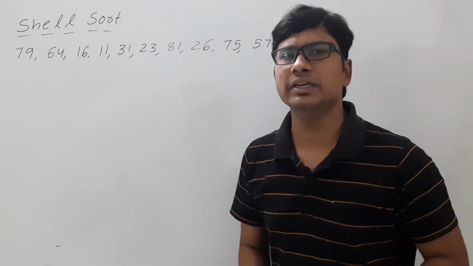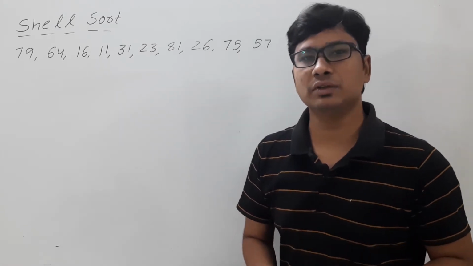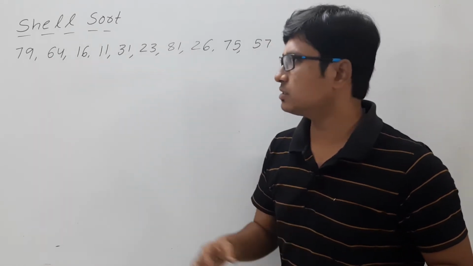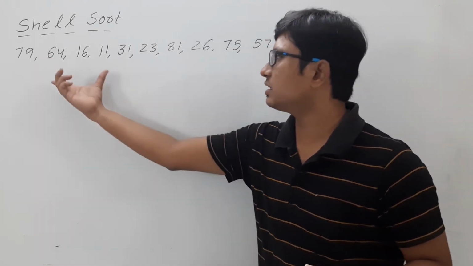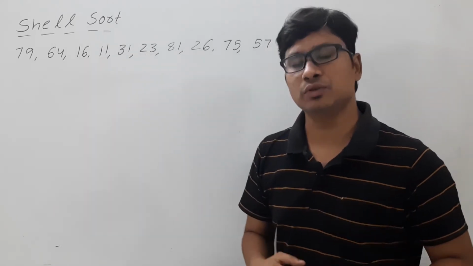Now you can ask me, sir, what is the modification in the shell sort as compared to the insertion sort? Here we will not compare with the adjacent elements. We will compare the elements which are in the gap of some value. Suppose let's take that the gap is equal to 3.